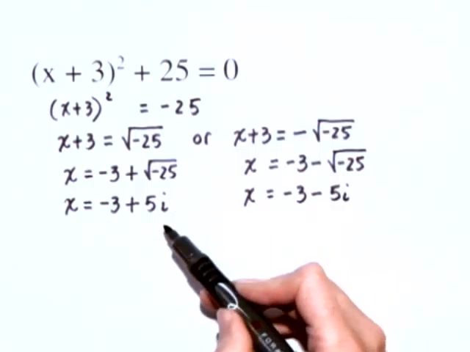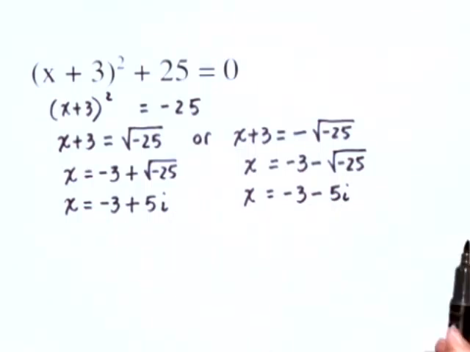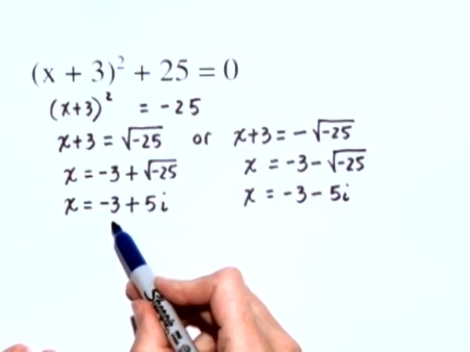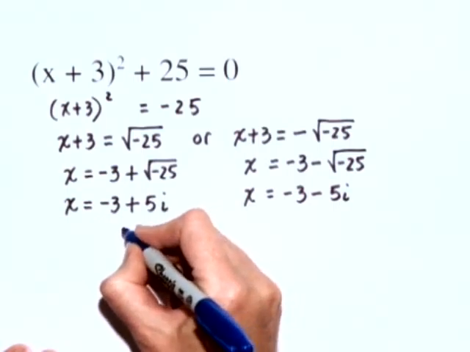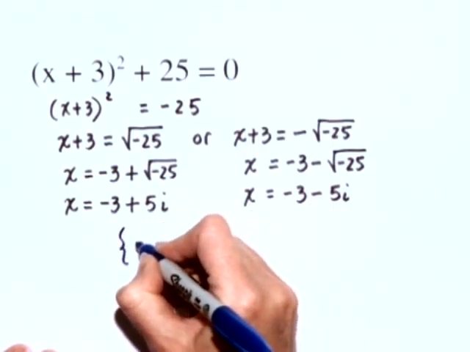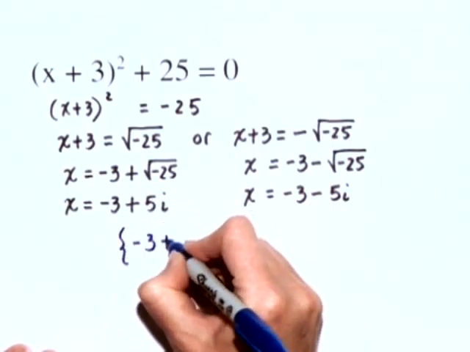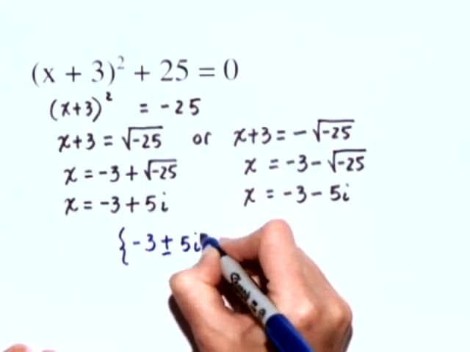So the solution to this quadratic equation is really negative 3 plus 5i and negative 3 minus 5i, and we can write the solution set as negative 3 plus or minus 5i.